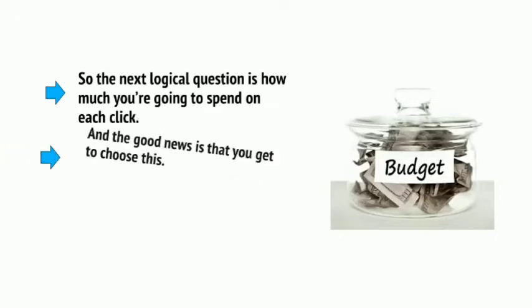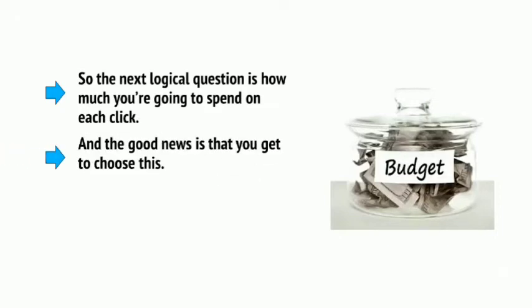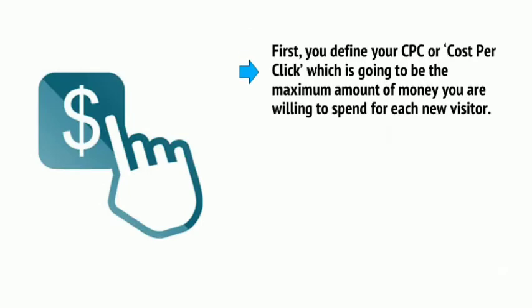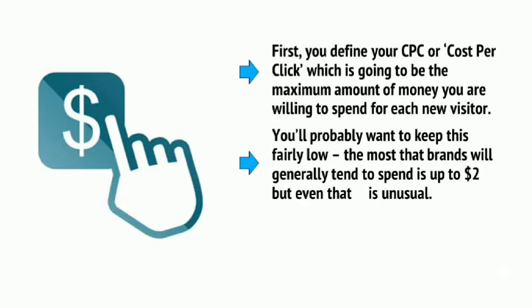And the good news is that you get to choose this. You get to choose your maximum spend and you also get to choose your budget for the day. First, you define your CPC or cost per click, which is going to be the maximum amount of money that you're willing to spend for each new visitor. You'll probably want to keep this fairly low.